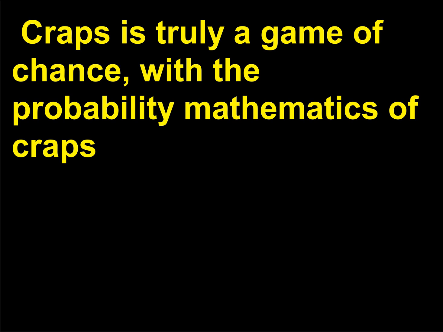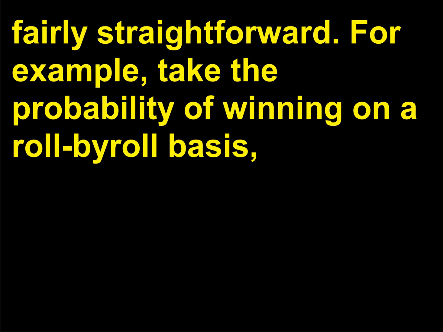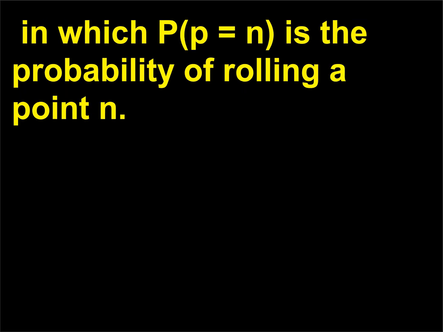Craps is truly a game of chance, with the probability mathematics of craps fairly straightforward. For example, take the probability of winning on a roll-by-roll basis, in which P equals n is the probability of rolling a point n.